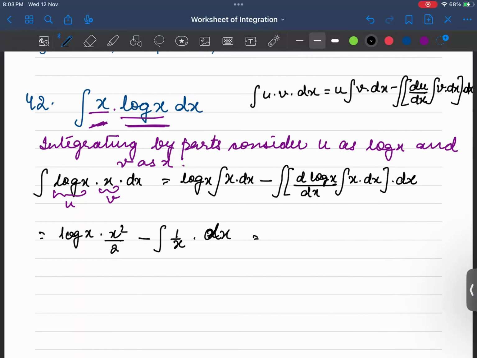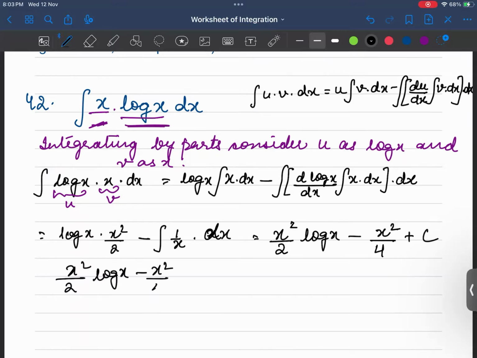I can say x square upon 2 log x minus x square upon 2 into 2 is 4 plus c. It would be x square upon 2 log x minus x square upon 4 plus c would be your answer. I think it's clear.